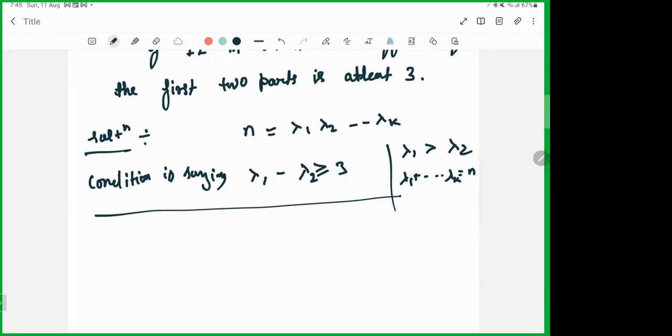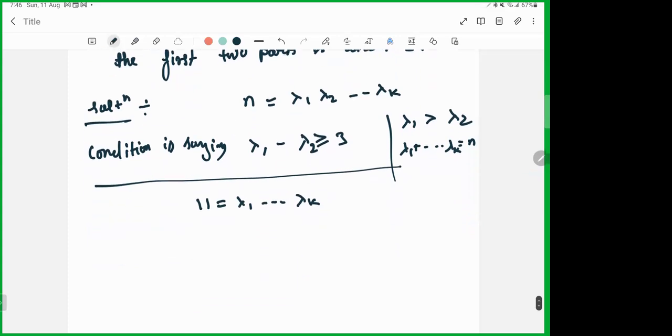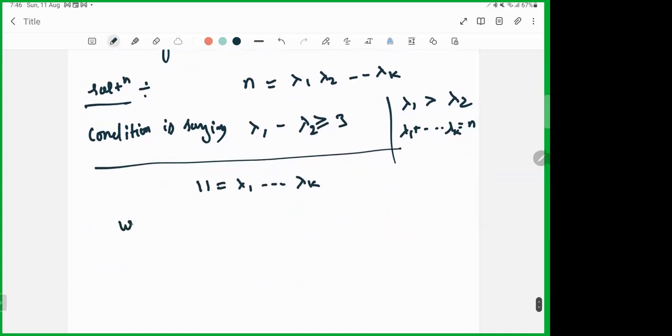Okay, so fine. Let's suppose we are interested in the partitions of 11, but this is a big number, so it will have too many partitions. So let's reduce it to some smaller case. So what is this saying? 11 has some partition, let's say lambda 1, lambda 2, lambda k. Then the condition is saying that we are interested only in the partitions we want.